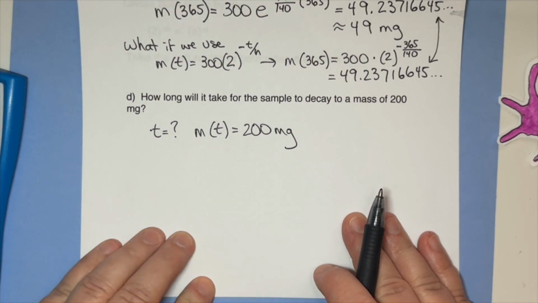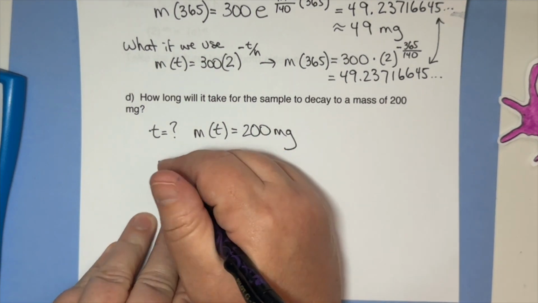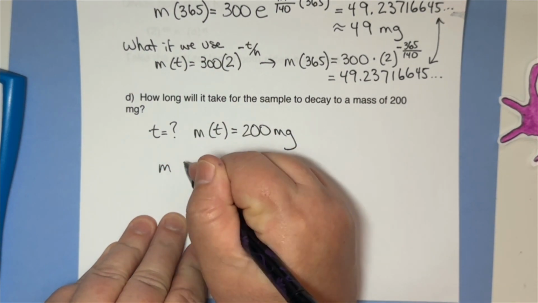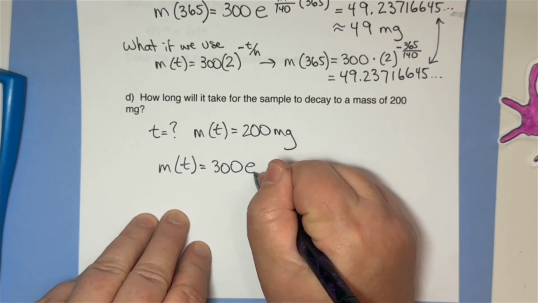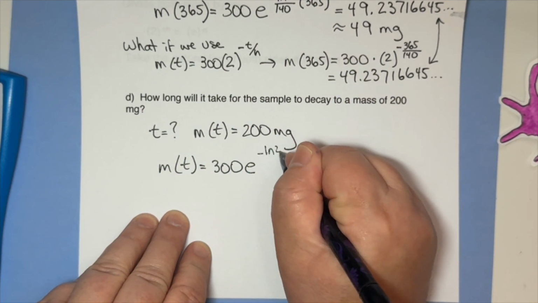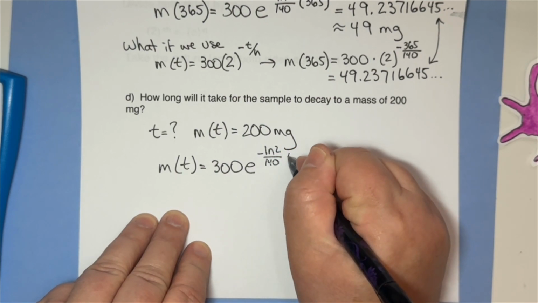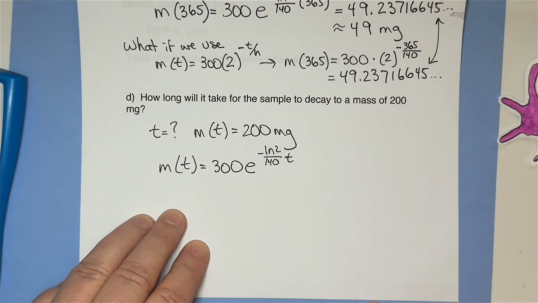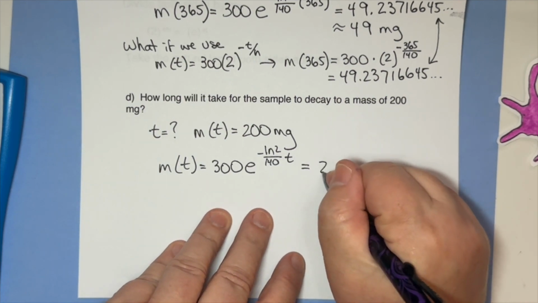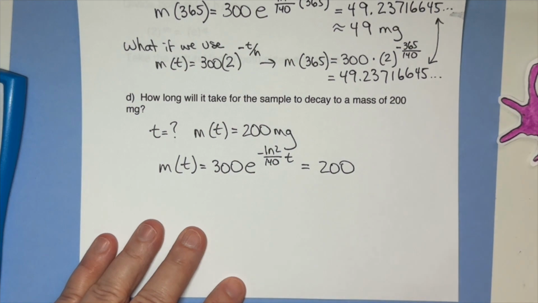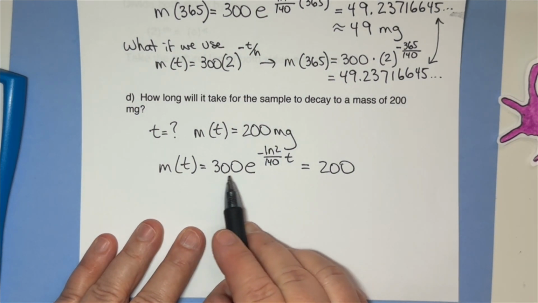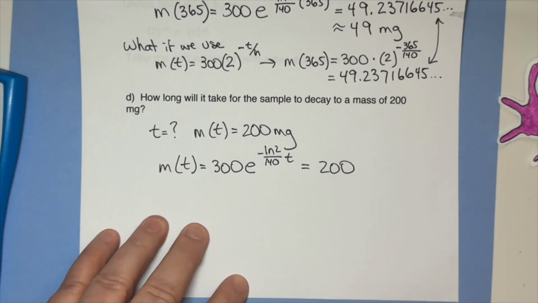Okay, so I'm going to go ahead and use the exponential form with e. M of t equals 300 e to the opposite of natural log of 2 over 140 times t. And I want to know when that's going to be equal to 200. Okay, so what's the first step? The first step is to get rid of this 300 by dividing both sides by 300.